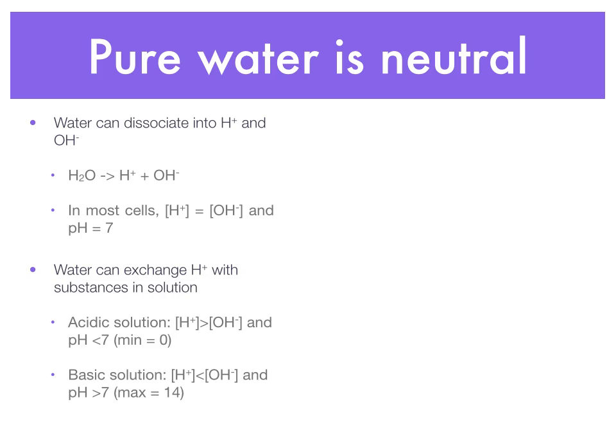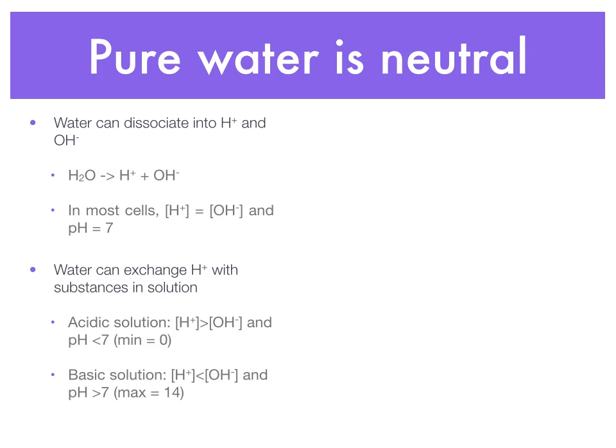And in most cells, the concentration of protons and the concentration of hydroxide ions is the same. So we have overall a pH of 7. It means that in most cells, the solution or the water that is there is neutral. So the amount of protons is the same as the amount of hydroxide ions.